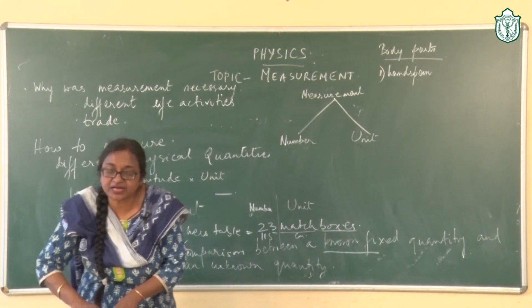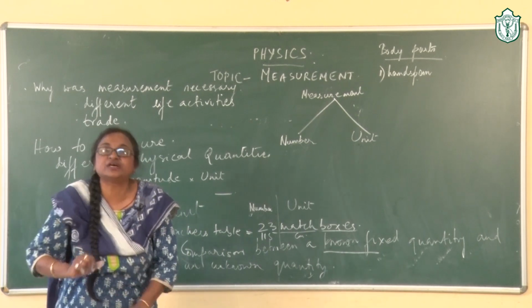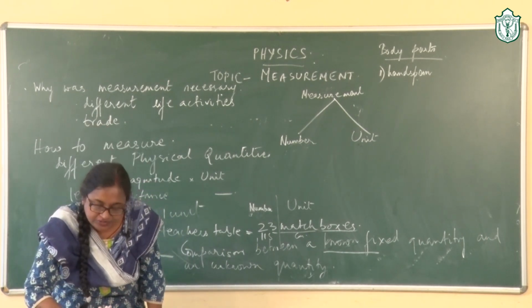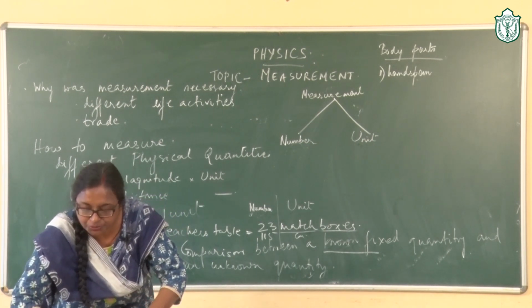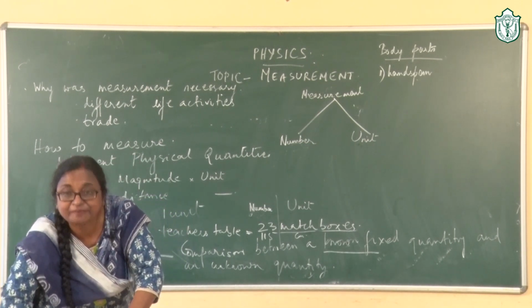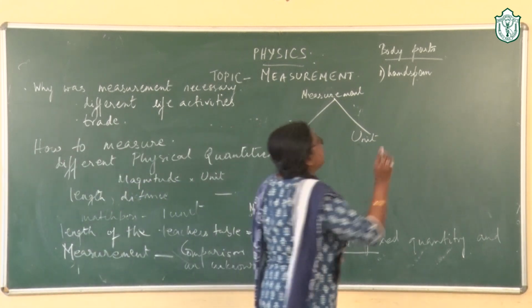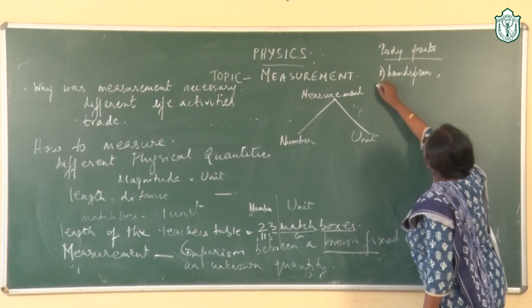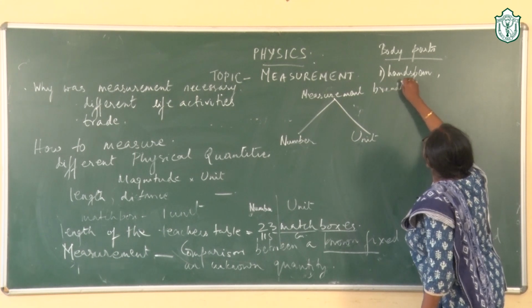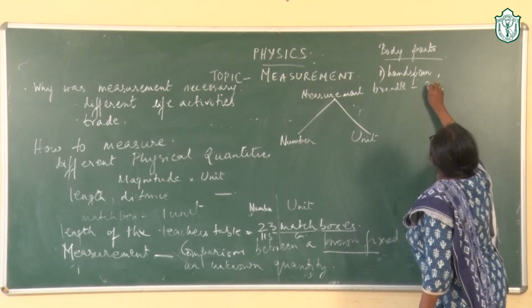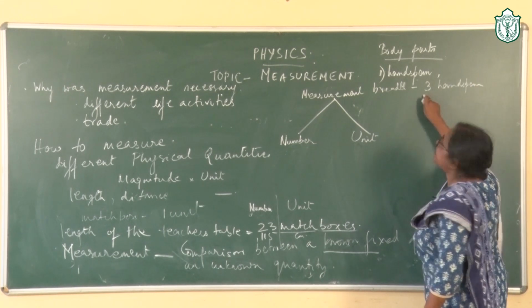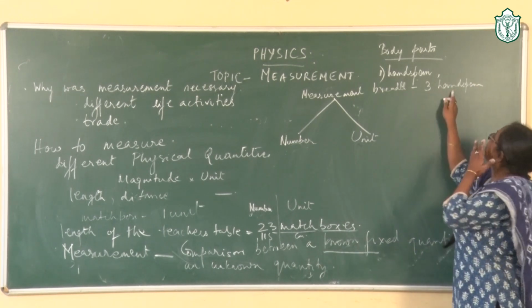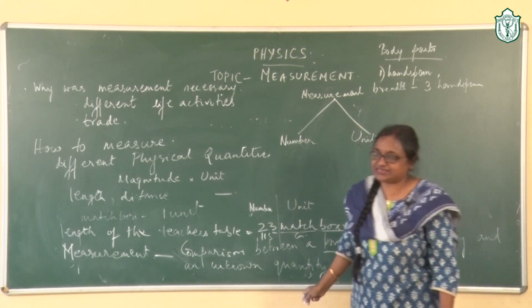Let us measure the breadth of the table using a handspan. 1, 2, 3. So the breadth of the table was 3 handspan. 3 was the number, handspan was the unit.